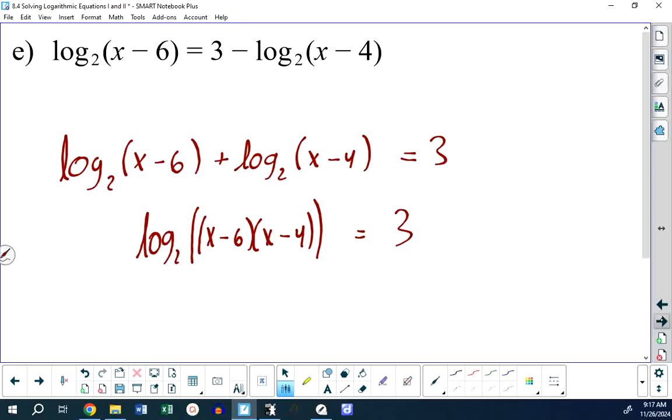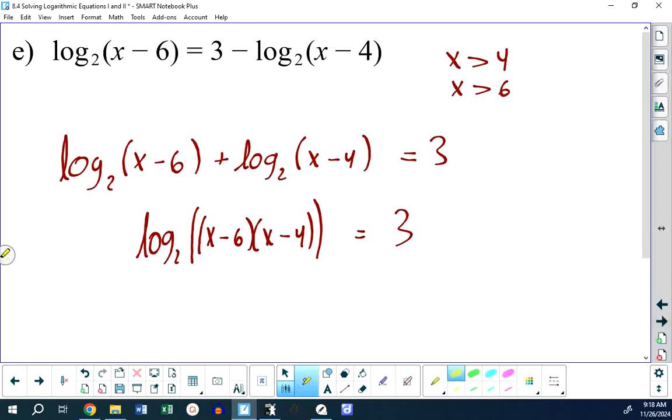By the way, do you agree that these are the two domain restrictions for each of the two arguments? That if you wrote x minus 4 is greater than 0, you would solve that and get x is greater than 4. Which of these two restrictions includes the other? In other words, if we just had to write a single statement, what would we write? Would we write x is greater than 4, or would we write x is greater than 6? 6, good.